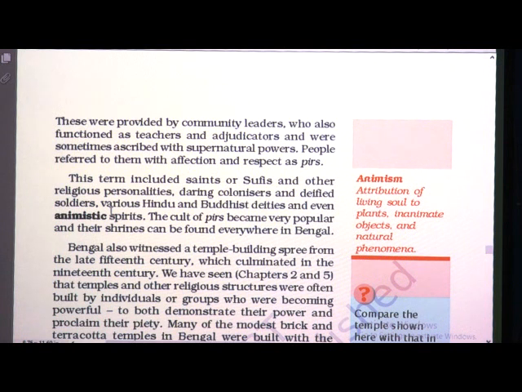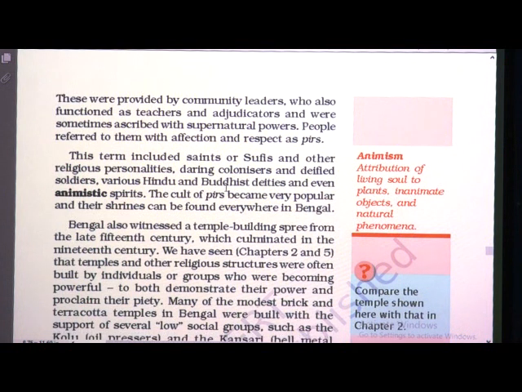These community leaders also functioned as teachers and educators, and were sometimes ascribed, that is assigned, supernatural powers. People referred to them with affection and respect as peers. This term included saints and Sufis and other religious personalities.